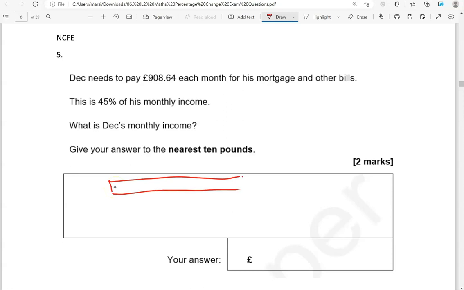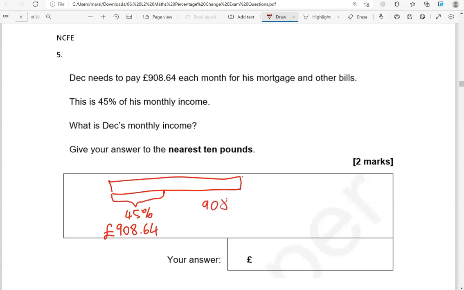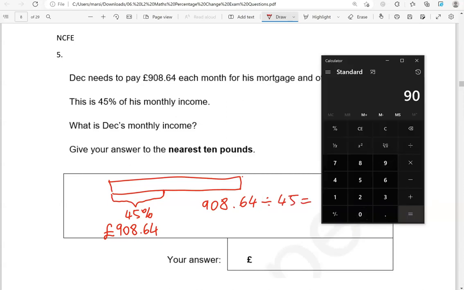So again, the whole monthly income will be represented by 100%, and we've got less than half, which is 45%, being spent on mortgage and other bills, and that is equal to £908.64. If we divide this by 45, we get 1%, and then we'll multiply it by 100 to get the 100% amount, which is what we are after. So let's just do this. 908.64 divided by 45 gives us 20.192.